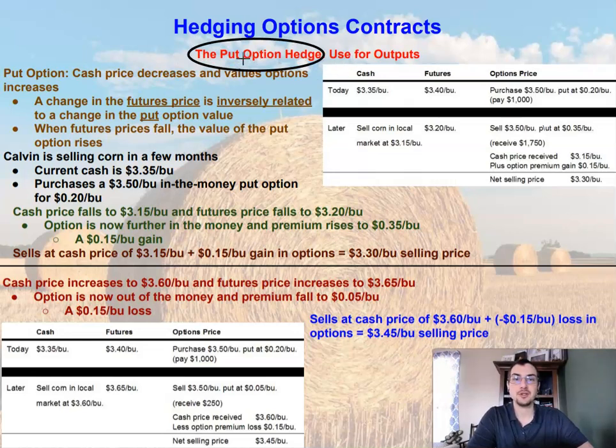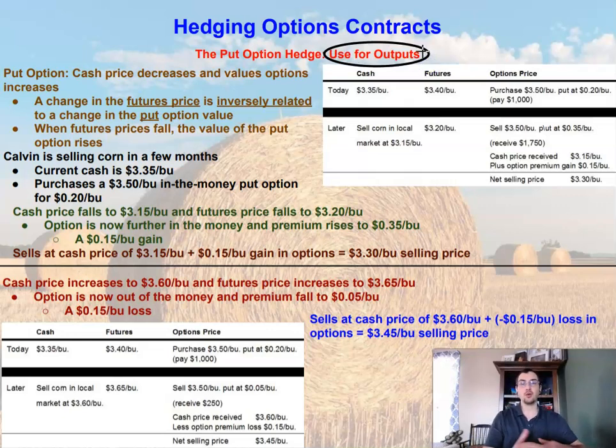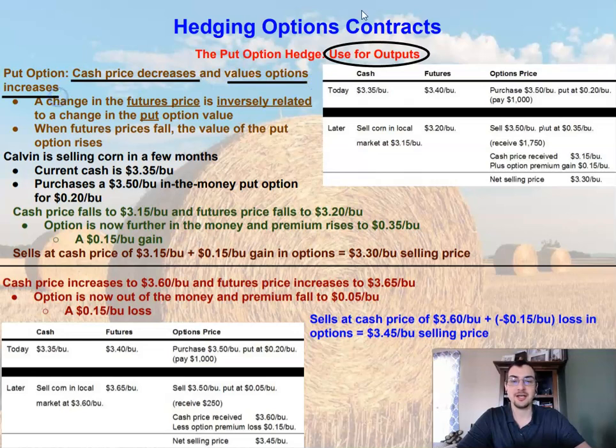Now, the put option gives you the right but not the obligation to take a short position in the futures market at a specific predetermined price. And because we're dealing with shorting the market, we're also dealing with outputs. So if you're wanting to hedge something that you're selling, you're going to be using a put option. Something to note with the put option is that as the cash price decreases, the value of the option increases.